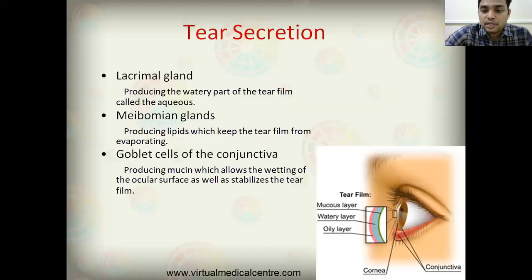It has some immunoglobulins, which have anti-infective properties and are present in the watery layer. And the mucus layer helps in stabilizing the tear film by converting the hydrophobic cornea into a hydrophilic cornea. And this lipid layer helps in preventing the evaporation of the watery layer of the tear film.